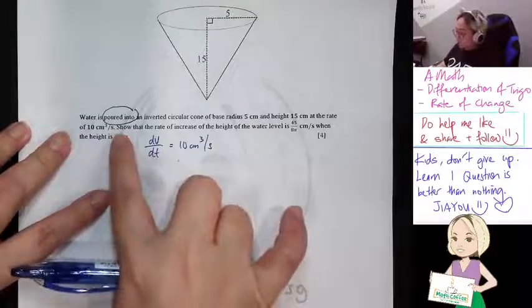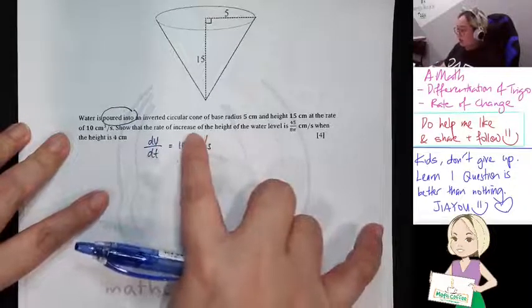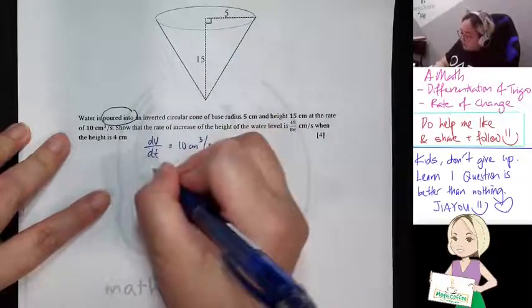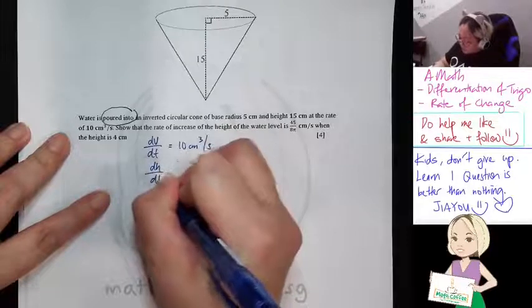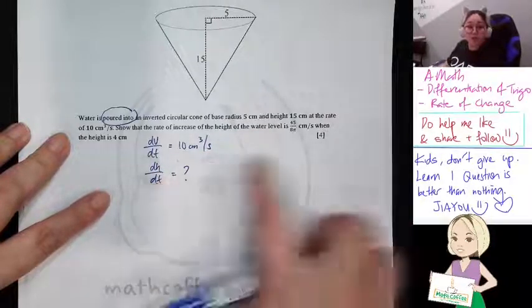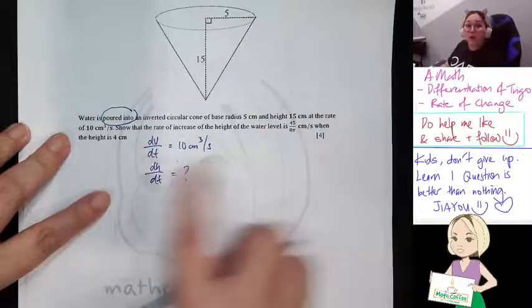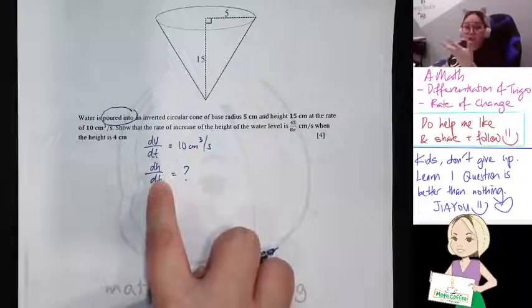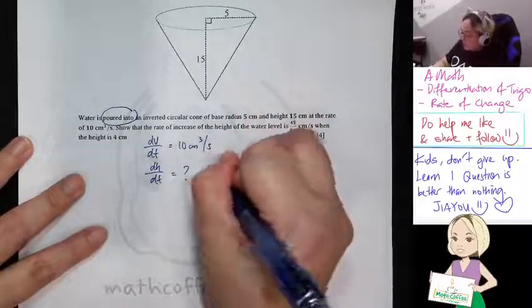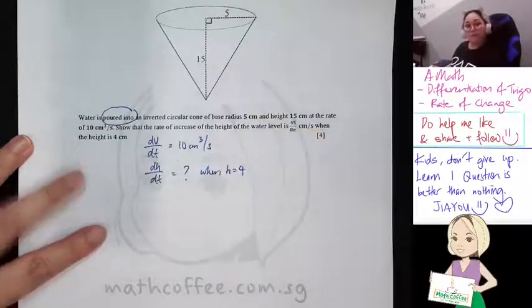They ask you to show that the rate of increase of the height of the water level is so and so. In other words, I want to find my dH/dt equals question mark. Your task, of course, is to prove that dH/dt is this one. In other words, I'm trying to find dH/dt when height is 4.